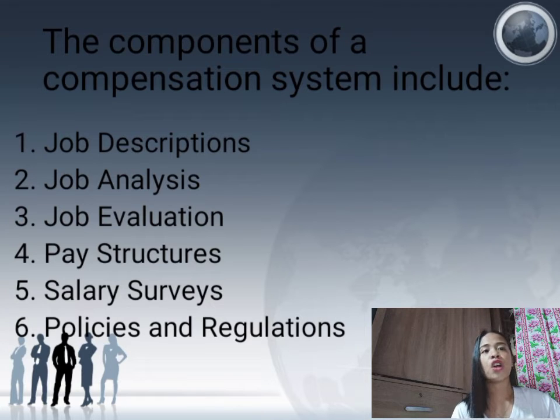Number 4, pay structures. This is useful for standardizing compensation practices. Number 5, salary surveys. It is a collection of salary and market data. May include average salaries, inflation indicators, cost of living indicators, salary budget averages. Companies may purchase results of surveys conducted by survey vendors or may conduct their own salary surveys. So lastly is policy and regulations.